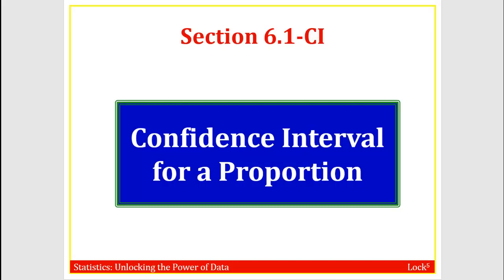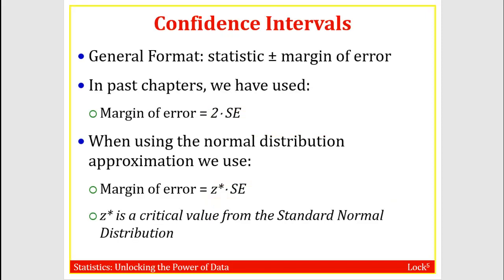This video will demonstrate how to do a confidence interval for one proportion. The general format for a confidence interval is a statistic plus and minus a margin of error. In past chapters, we've used margin of error equal to 2 times the standard error. If you recall, that gave us a 95% confidence interval based on our 95% rule.